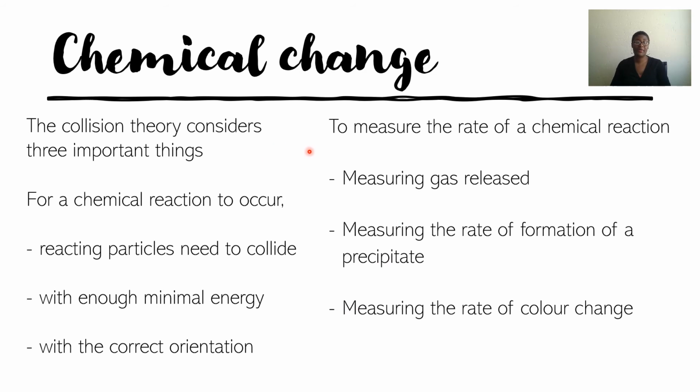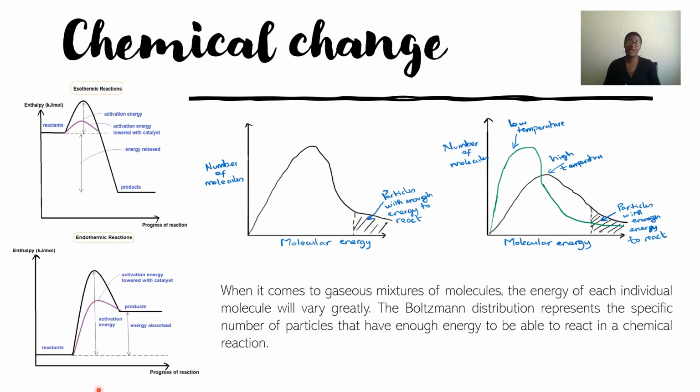To measure the rate of a chemical reaction, because there will be different types of chemical reactions, each with their very specific characteristics, there are ways or tell-tale signs that you will use to determine how fast a reaction is going. Some of those will be gas released, so you will measure how much gas is being released, or there might be the formation of a precipitate, so you will measure the rate at which this precipitate appears, and then you can also measure the rate of color change in your chemical reaction.